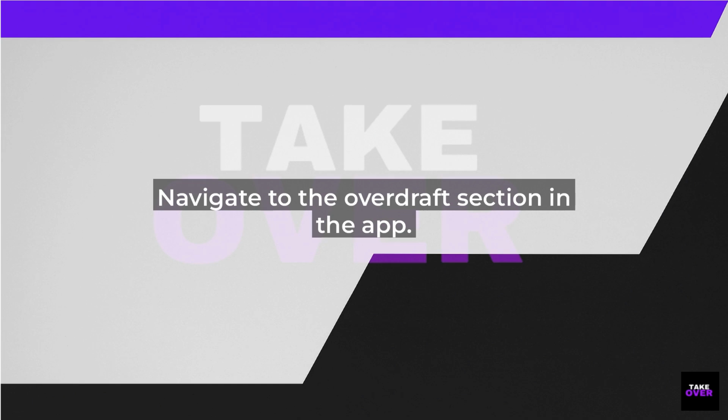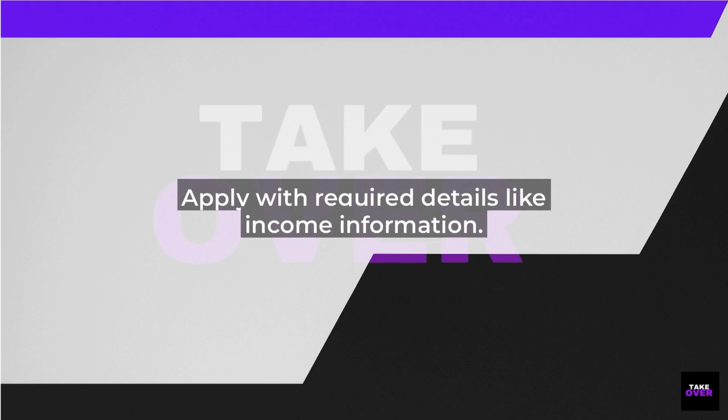During the application, Revolut might ask for additional info, like your income or employment details, to assess your risk. Be honest and accurate here, as this affects approval. Once submitted, wait for a response. It could take a few minutes to a couple of days. If approved, congrats! You'll see your overdraft limit added to your account.